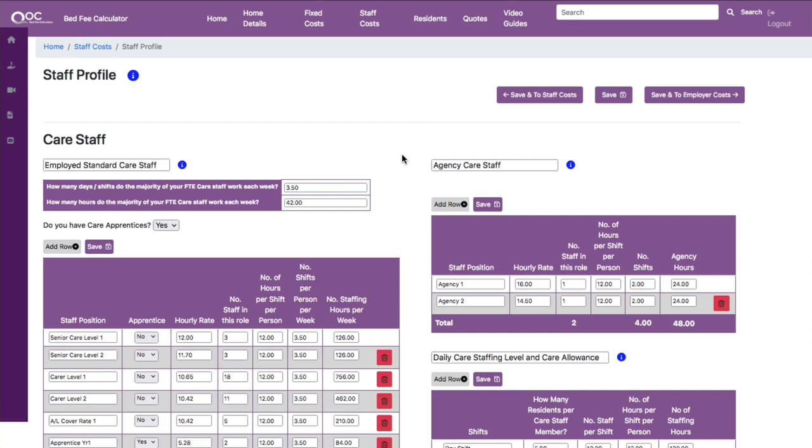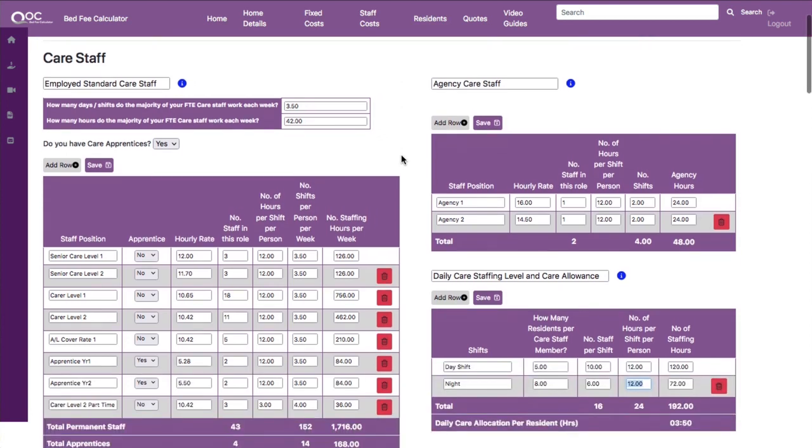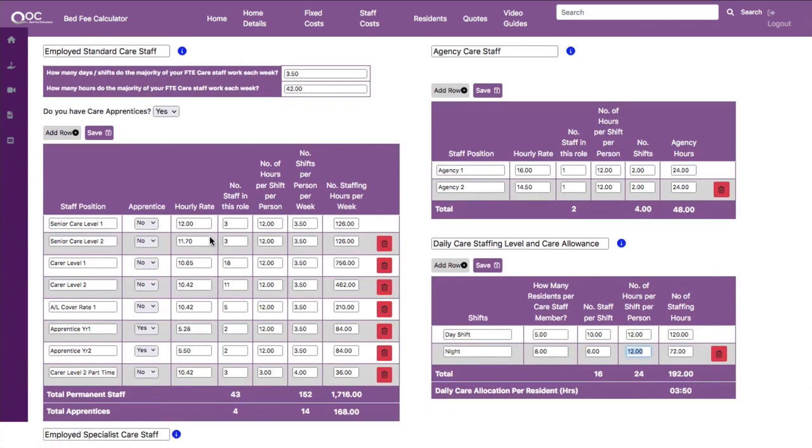In this video, part 2, I'm going to take you through a fully completed staff profile for a 50-bedded nursing home. So this table now is fully completed. So you have the senior care level 1, level 2, with their hourly rates, a number of those people on those hourly rates, care level 1, care level 2.